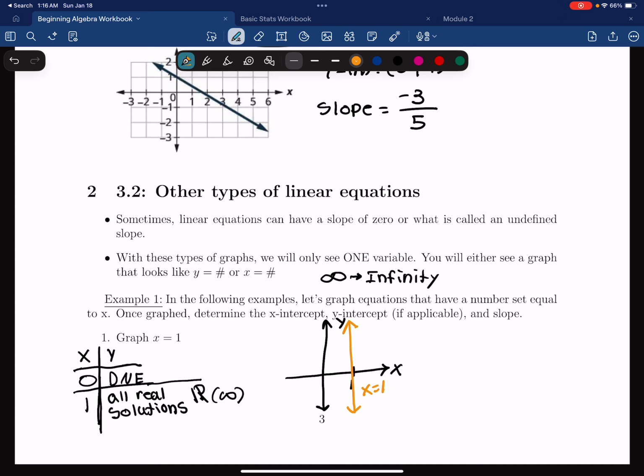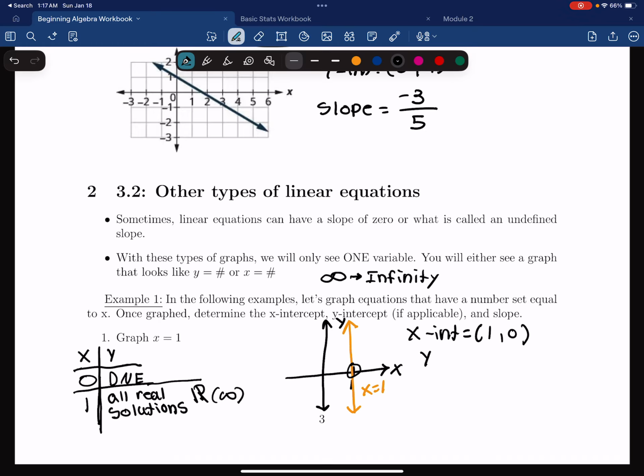But now we're not done with the problem. We still have to identify a couple things. We have to identify the x-intercept, the y-intercept if there is one, and the slope. Our x-intercept is the point of the graph that intersects the x-axis, which is here. I'm going to write INT as the abbreviation for intercept. Our x-intercept is at the point (1, 0).